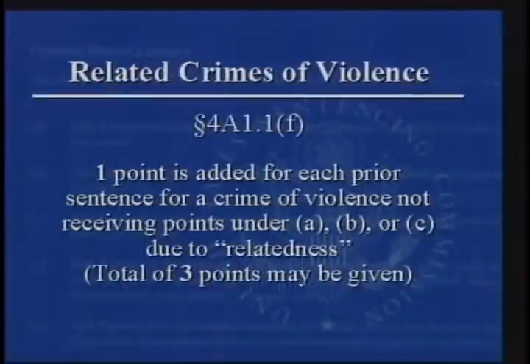But in the situation, if you have related crimes of violence, let's take a look at subsection F and see what it tells us to do. It says that 1 point is added for each prior sentence for a crime of violence not receiving points under subsection A, B, or C due to relatedness. And a total of 3 points may be given for this type of case.